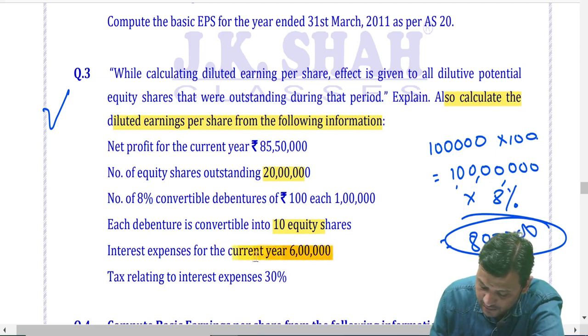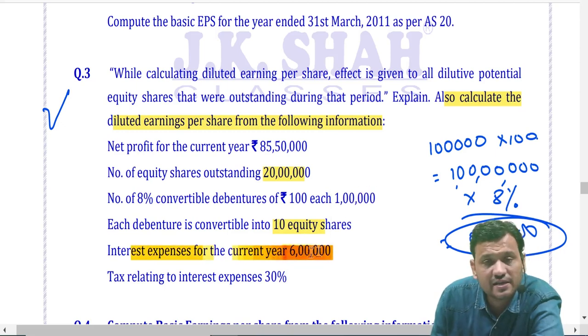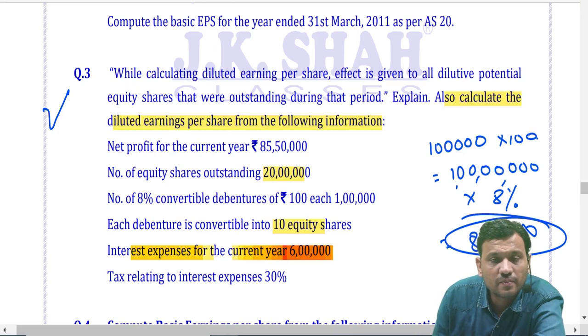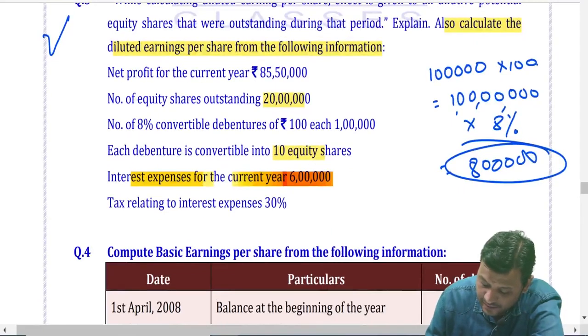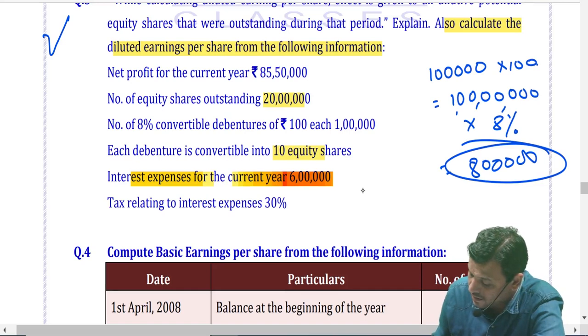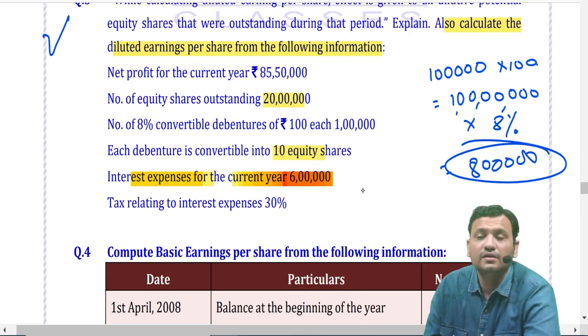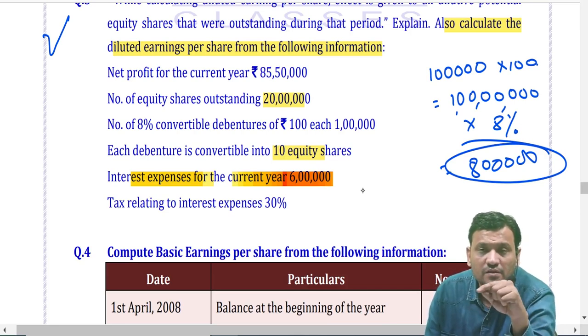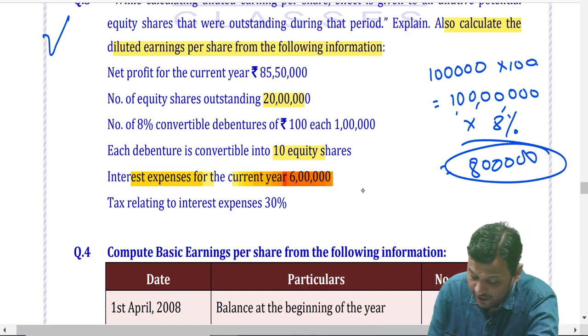Instead of 8 lakhs, the question says it is 6 lakhs. So what does it mean? And they say this is an expense of 6 lakhs. So, my dear students, it means the debentures were issued in the current year. If I issue the debentures, I have an expense of 8 lakhs for 12 months. I'm having an expense of 6 lakhs for how many months? 6 lakhs into 12 divided by 8 lakhs, my friends, it comes to 9 months. It means the debentures have been issued in the current year and only 9 months have passed. So I'm giving the effect of 9 by 12.